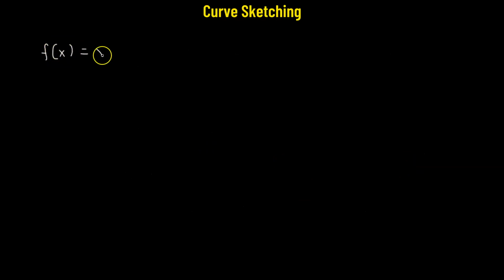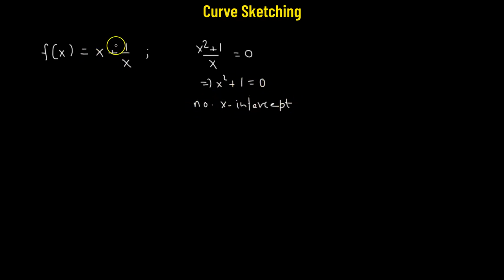So we have f of x given by x plus 1 over x. Let's try to find its x-intercept. This will be x squared plus 1 over x. When we set this equal to 0, this will give us x squared plus 1 equals 0. There is no such value of x for which this equation is true. So we'll say there will be no x-intercept. That means our graph of the function x plus 1 over x is not going to touch the x-axis.